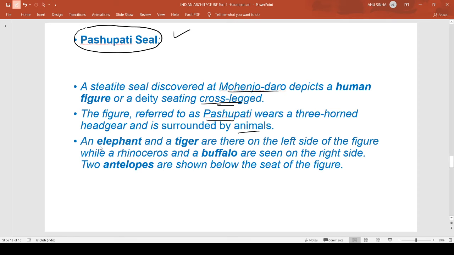Which all animals are there? An elephant and a tiger are on the left side of the figure, and a rhino and a buffalo are seen on the right side. Okay, and two antelopes are shown below the seat of the figure. So if they ask which animals are there: elephant, tiger, rhino, buffalo, and two antelopes. These are the animals present in the Pashupati seal.